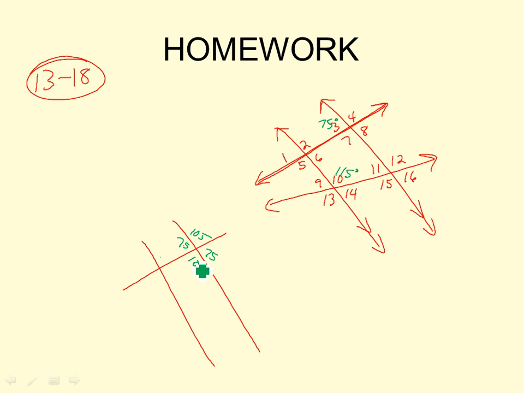This one and this one are alternate interior angles, so it's 105. This one and this one are corresponding angles, so it's 75. This one and this one out here, alternate exterior angles, so they have to be the same, so that's 105. That one's 75 because these are vertical. All kinds of different rules you could use there. Then I'm going to go back and just fill these in.